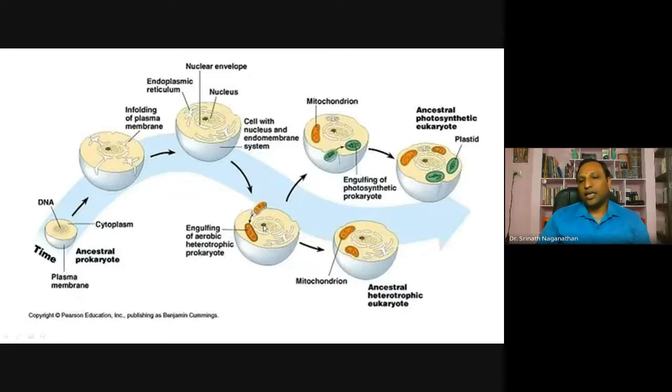In the course, these cells further engulfed photosynthetic prokaryotes, and these in the course formed the plastids. So the division, after the heterotrophic prokaryotes, became animal cells with the mitochondria alone, the heterotrophic eukaryotes. And when the engulfing of photosynthetic prokaryotes took place, they became the ancestral photosynthetic eukaryotes, which have the chloroplast and plastids.